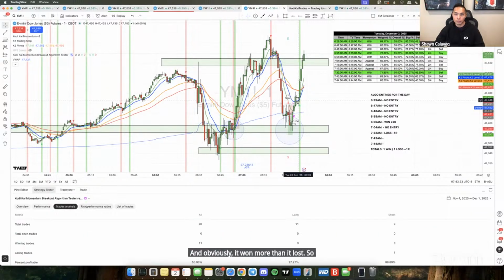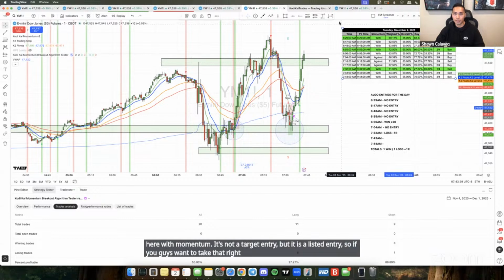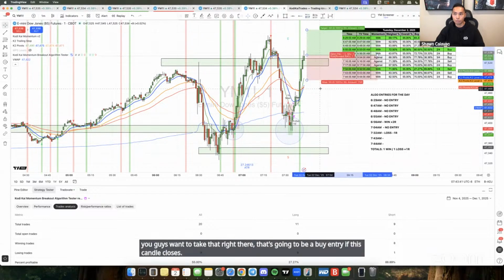So we got this entry coming up right here with momentum. It's not a target entry, but it is a listed entry. So if you guys want to take that right there, that's going to be a buy entry if this candle closes, which it will.